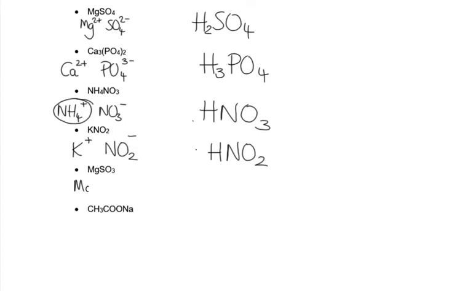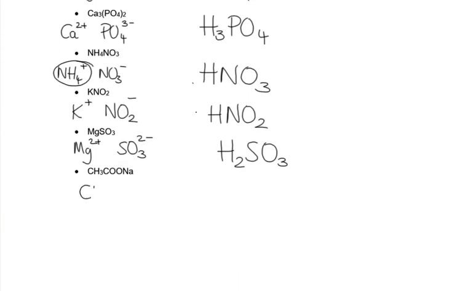So magnesium ions are Mg2+, which means this SO3 that I've not seen before must be 2- to balance the 2+, and therefore the acid must have 2 hydrogens in it to balance out the 2 minuses. This is made from CH3COO, and I'm not sure about that, but I know that Na is Na+, so this must be a minus. I'm going to put a hydrogen ion back onto that, and that's going to be ethanoic acid.